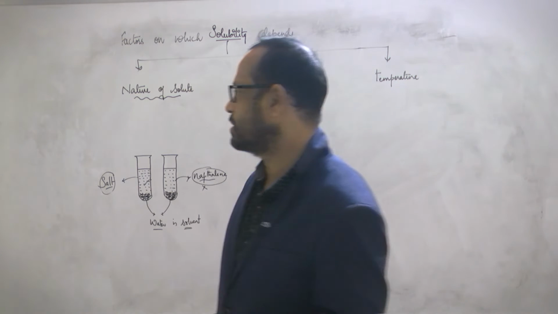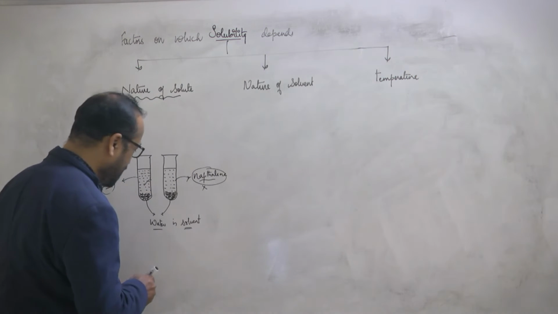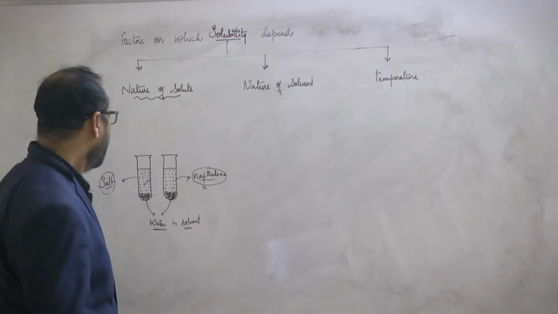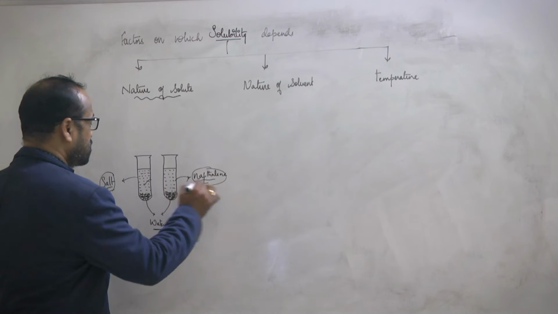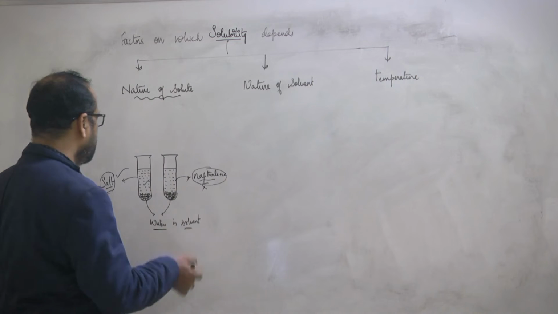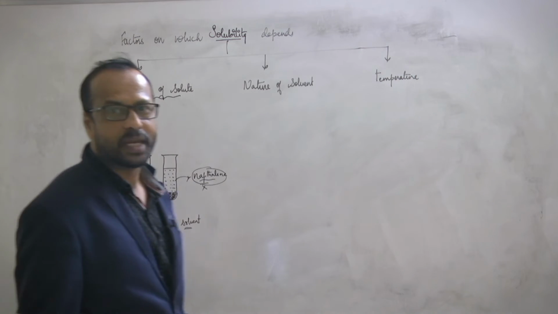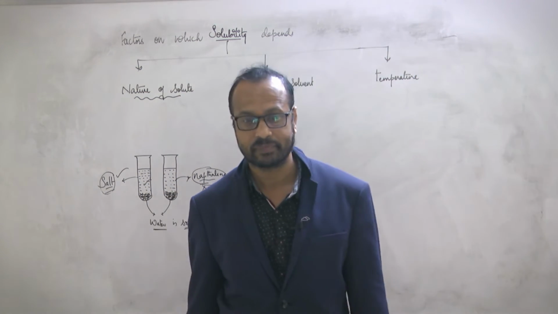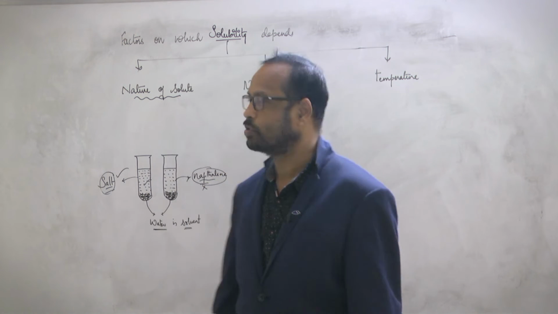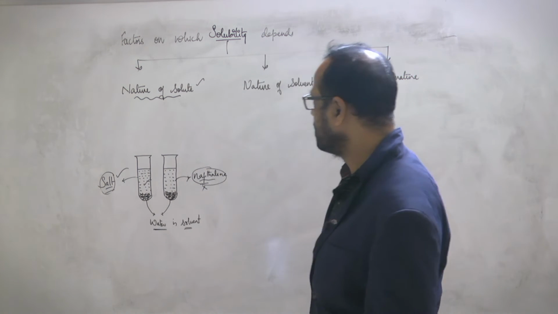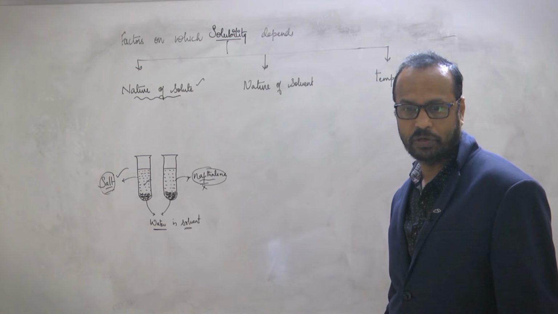Yes, sir. Similarly, here the solvent is common, that is water, but the solutes are different. Salt is dissolving, naphthalene is not dissolving. The meaning is that it depends on the nature of the solute. Is this clear to you now? So this experiment shows us that solubility depends on the nature of the solute. Is this clear?